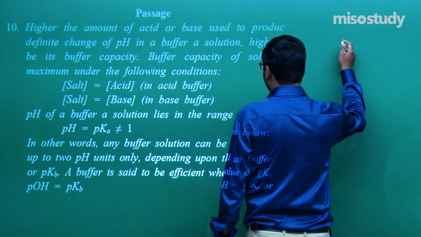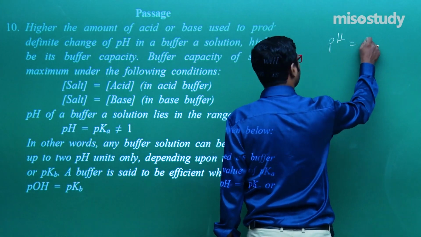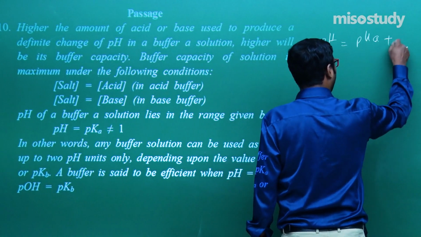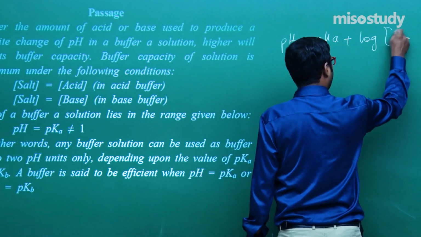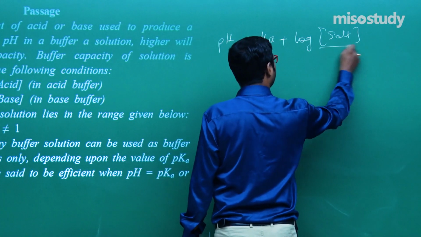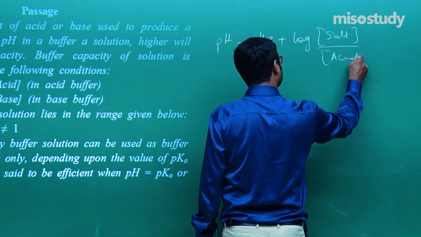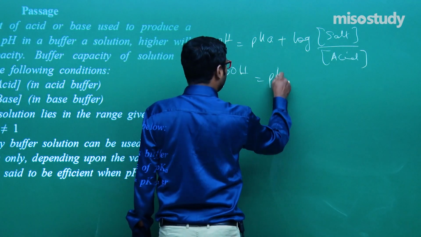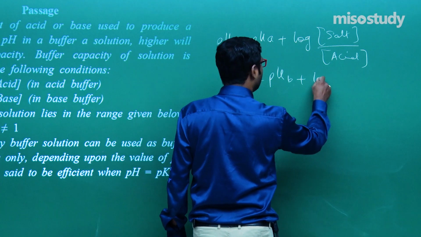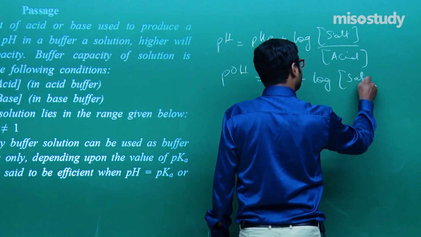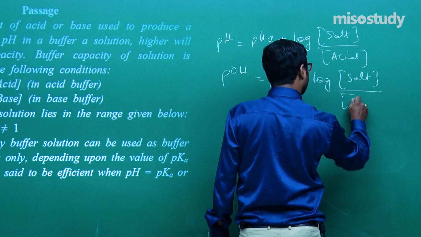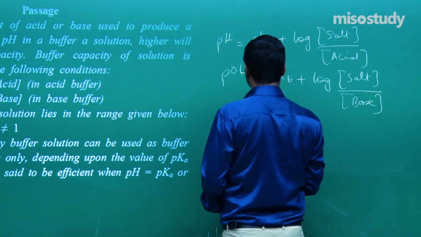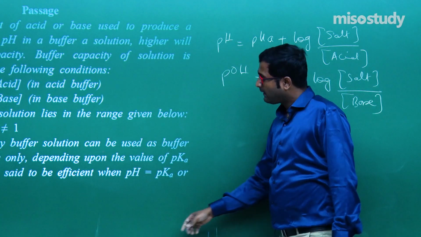That is for acidic buffer, that is pH is equal to, as we know, pKa plus log salt upon acid. This is the thing. And for basic buffer, that is pOH is equal to pKb plus log salt upon base. Clear to you? This is the situation. Okay. Now what is given?